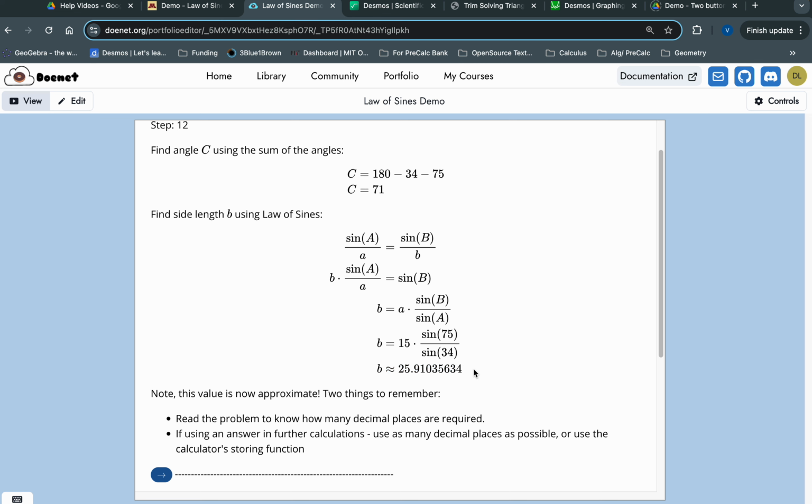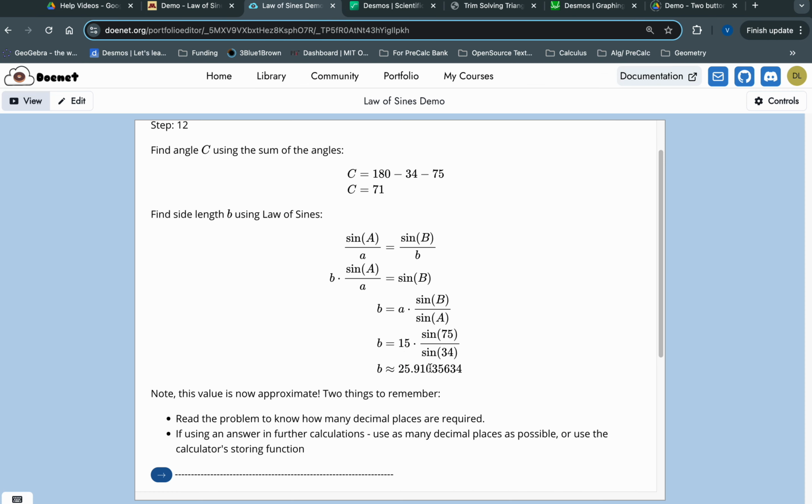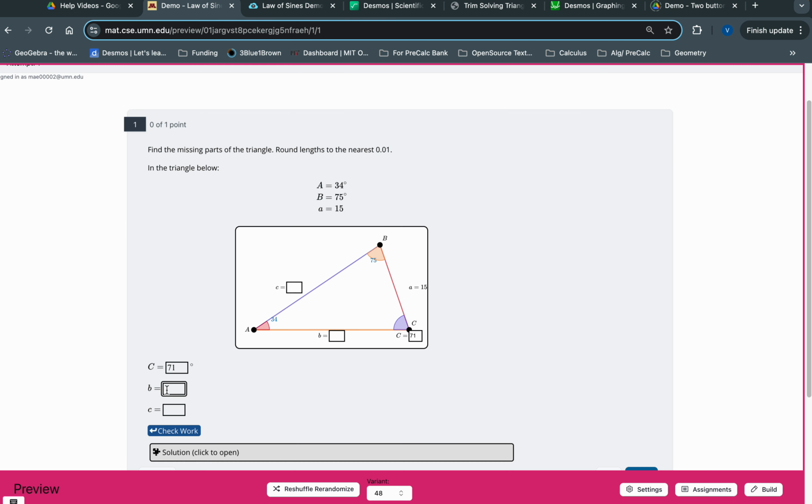In this case, we don't need to use B again, so we're not going to worry about that, but we do need to read the problem. It says up here, round lengths to the nearest hundredth, of whatever unit the lengths are in. So we're going to do 25.91 for B.